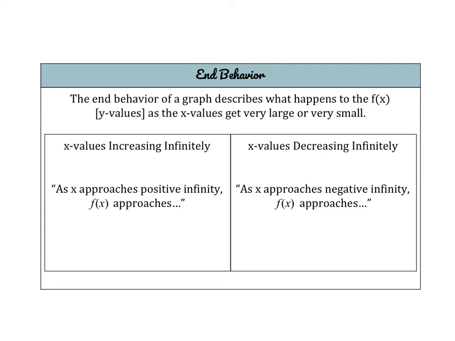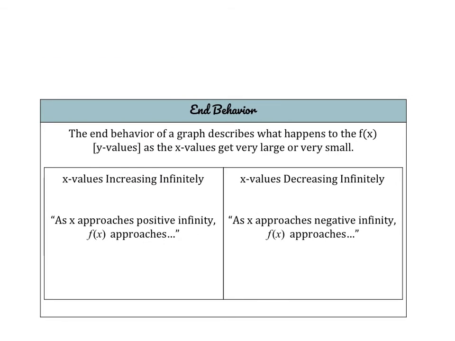First, you describe what happens when the x values are increasing infinitely. So if your x values are increasing infinitely, if you think of an xy axis like this, when your x values are increasing infinitely, it's essentially saying to the right. So you're trying to describe what's happening way, way off to the right of your graph. So we do this with a very specific notation. We read it as x approaches positive infinity, f of x approaches blank.